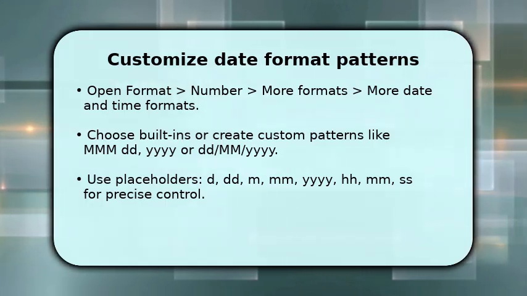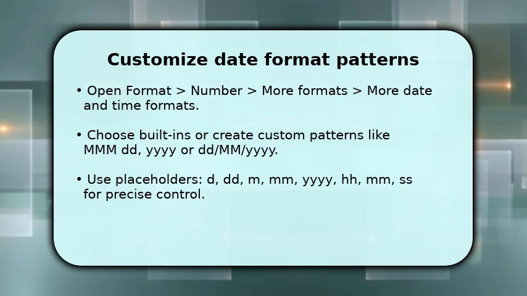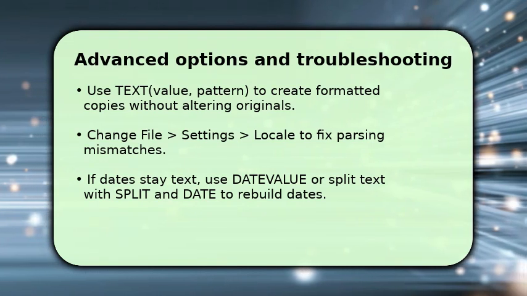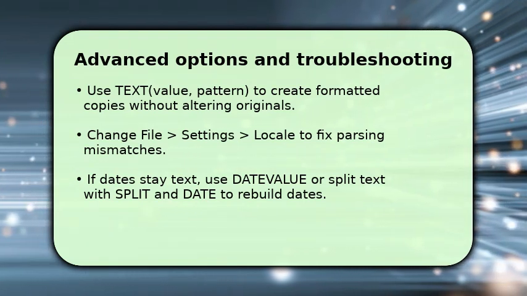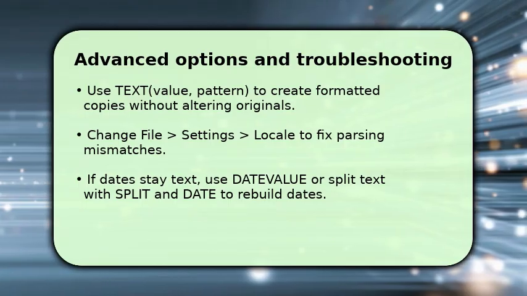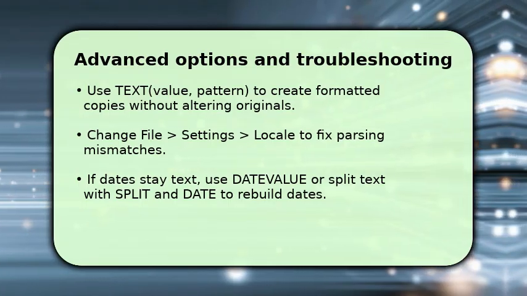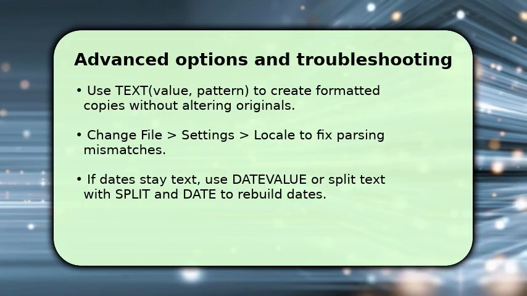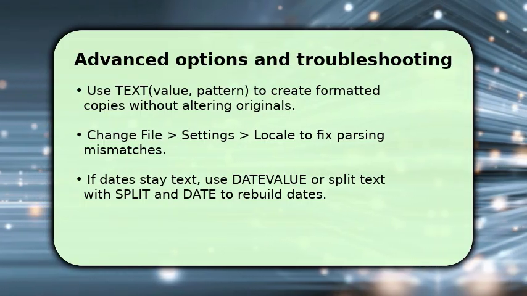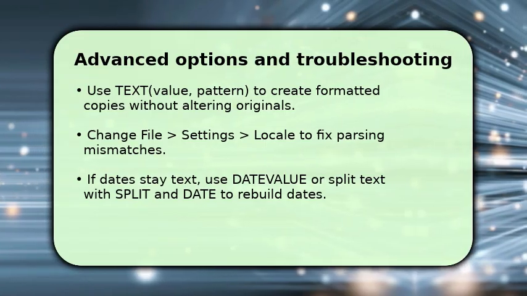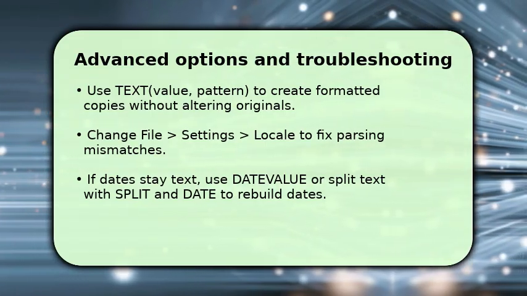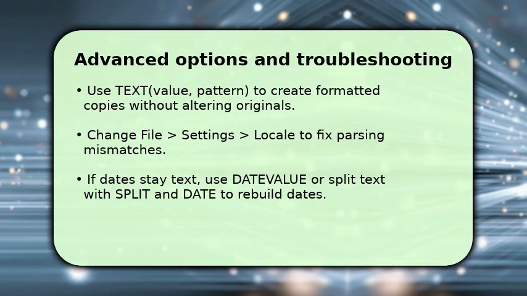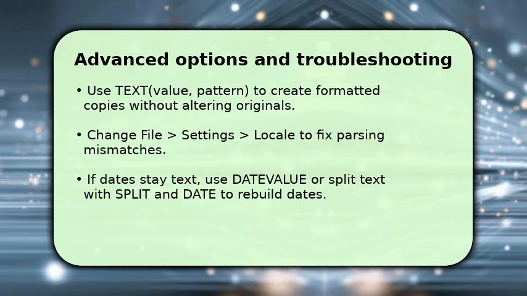Keep consistency across columns. Finish by handling edge cases and creating durable outputs. If you need formatted text for export, use TEXT(A2, "MMM DD, YYYY") in a helper column so originals remain intact. If Sheets misreads formats, change the file settings locale to match your date style and then reapply formats. When dates remain as text, use DATEVALUE or split components with SPLIT and assemble via DATE(year, month, day). One quick troubleshooting tip: convert a small sample first to confirm the process before bulk changes.